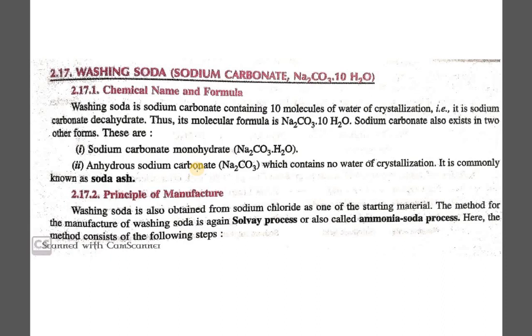So sodium carbonate may be present in various forms. If it is monohydrate, it is just one water molecule. If it is 10 water molecules, then it is washing soda, that is decahydrate. And if it is anhydrous, then it is soda ash. Now the principle is again the Solvay process or ammonia soda process, with which we were obtaining the previous chemical also.